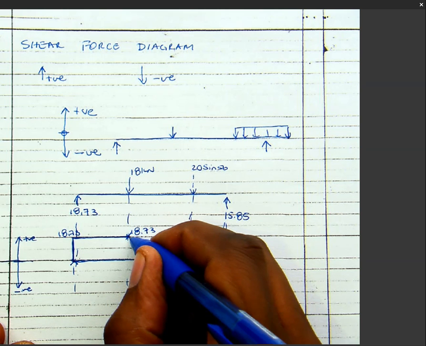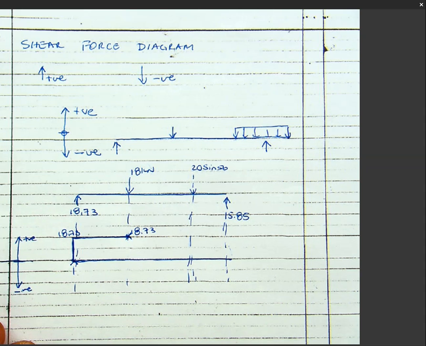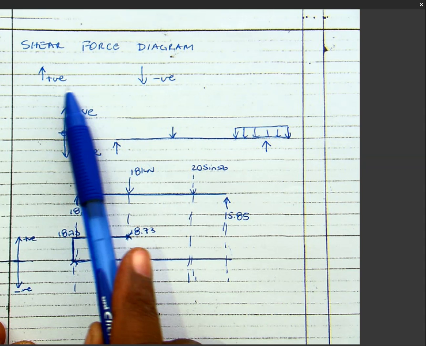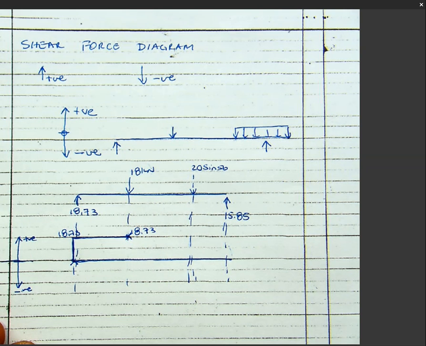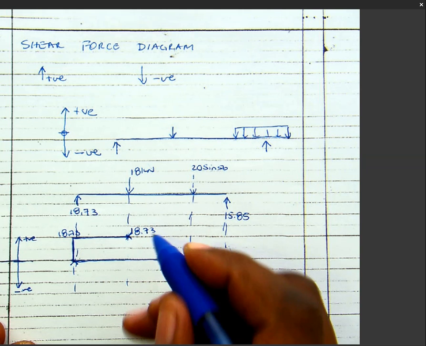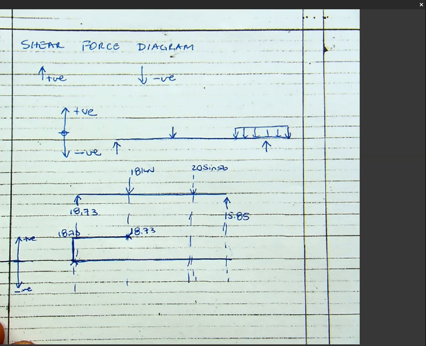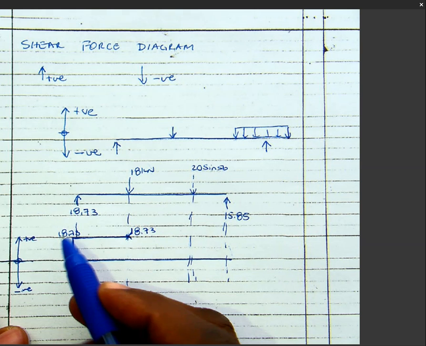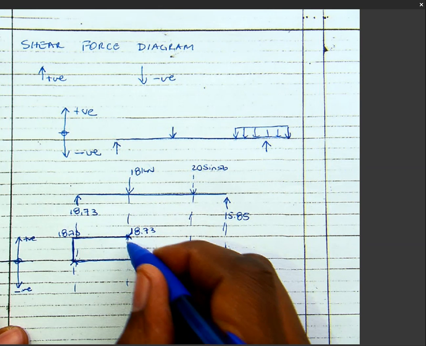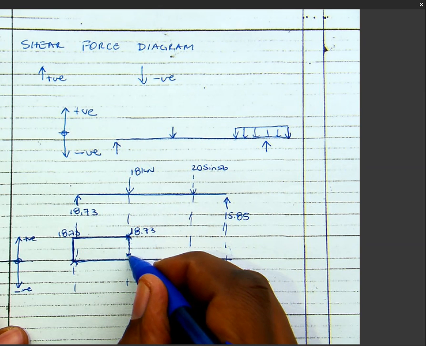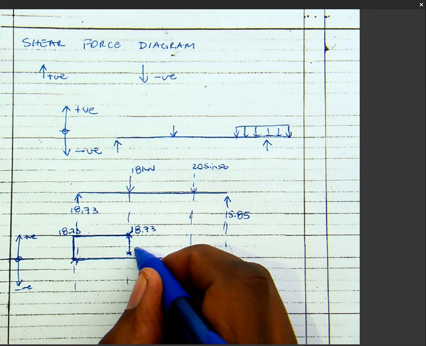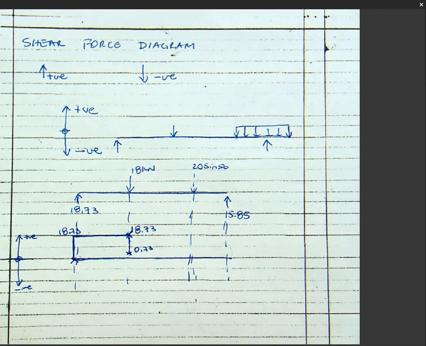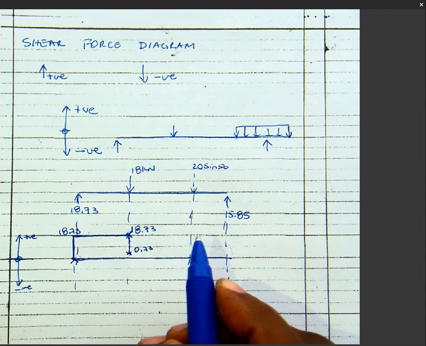Then I have 18. Remember, I said this one is positive because of the sign convention I applied there. Forces that are going up are positive, forces that are going down are negative. So I subtract 18 from the 18.73. Obviously, I will be left with a positive answer. That means I am still on the positive side. I'm left with positive 0.73. That is my shear. Then I need to maintain that 0.73 across.